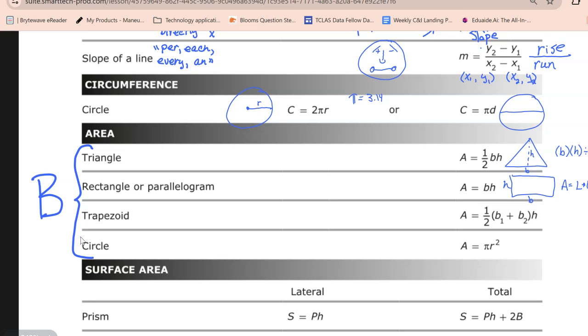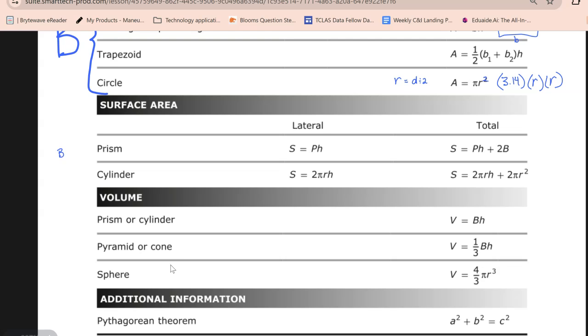For my circle formula, I know that pi is 3.14 and radius squared means radius times the radius. If they give me the diameter to find the radius, I will have to do the diameter divided by 2. For my surface area, big B, if I have a circle, is going to be pi radius squared. If I have a triangle, it's going to be 1/2 base times height. And if I have a rectangle or square, then my big B is base times height.